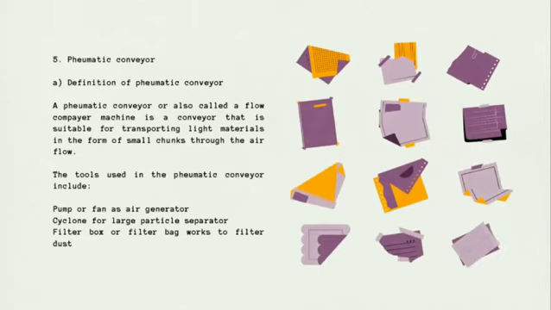Six, pneumatic conveyor. A definition of pneumatic conveyor. A pneumatic conveyor, also called an airflow conveyor machine, is a conveyor that is suitable for transporting light material in the form of small particles through airflow. The tools used in the pneumatic conveyor include, first, a pump or fan as an air generator. Second, a cyclone as a particle separator. Third, a filter box or filter bag to filter dust.